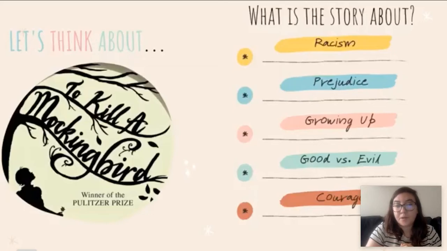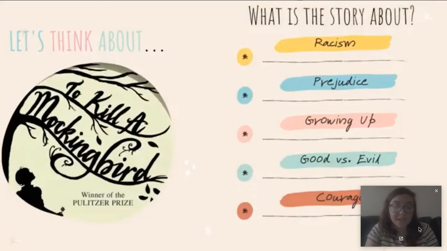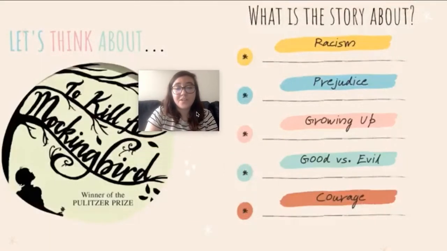So let's think about a book that you all should have read last year, To Kill a Mockingbird. If I were to ask you what the story was about, you'd probably come up with some pretty similar words. Things like racism, prejudice, growing up, good versus evil, and courage. We're going to hone in on one of these, probably one of the larger ones in the text, because remember, these aren't themes yet.